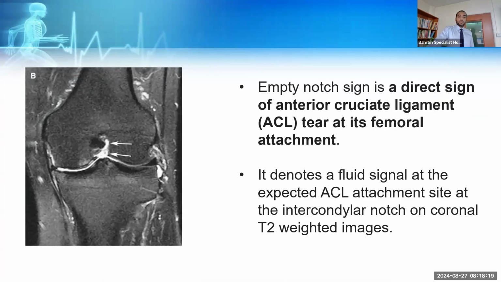Also, on the coronal sections, you can see a direct sign of ACL injury, which is called the empty notch sign. So you can see the empty notch sign. It is due to the fluid in the T2 weighted images of the MRI. Normally, the area the arrow is pointing to will be filled by the ACL.